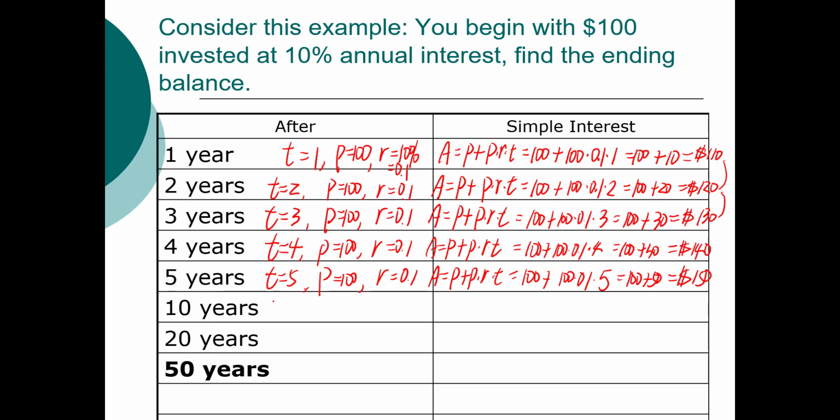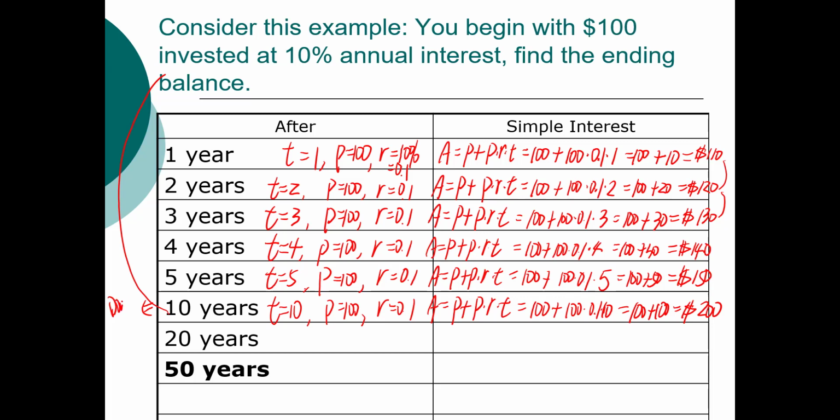Now let's jump to 10 years. T equals 10, principal is 100, rate is 0.1. So the ending balance is principal plus principal times rate times time T. That's going to be 100 plus 100 times 0.1 times 10, that's 10 times 10, 100. Now we end up with $200. Notice that at 10 years the money is doubled. So at the 10-year mark, the money doubles. 10 years is the doubling time.